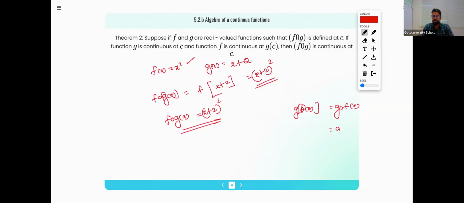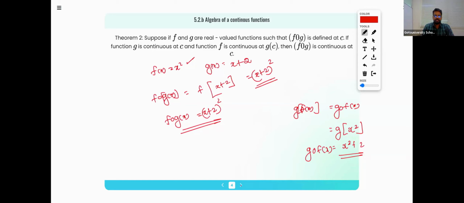So what will you do now? First you will substitute the value of f of x. In the place of x we have x square, so it will become x square plus 2. This is a composite function, which is symbolically written like this, right?